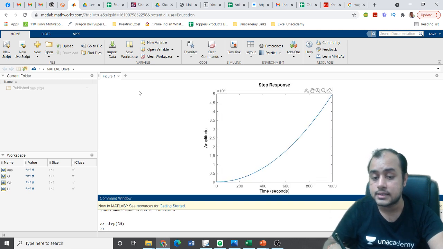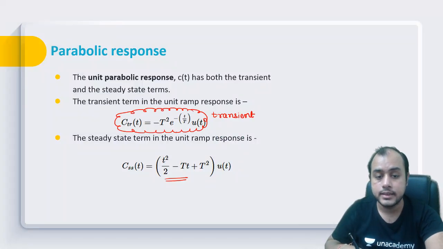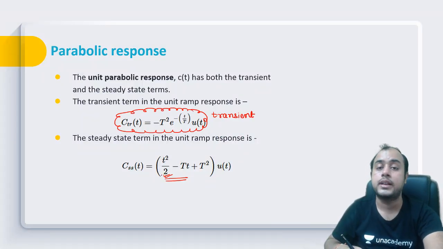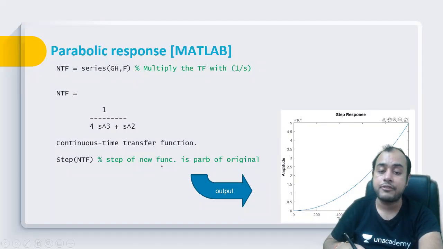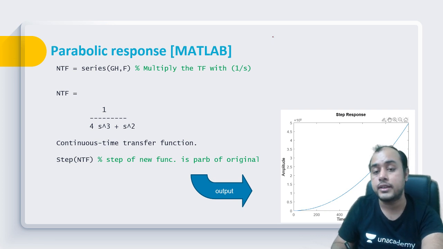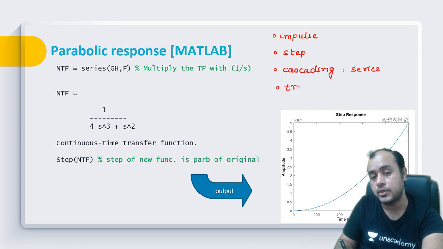It is looking just like a parabola because there was a term containing t square by 2. If you see here, there is a term containing t square by 2. So it looks like a parabola. Okay. So that is how, guys, you have to draw the responses of a first order system. So remember, I have taught you about the impulse function, about the step. I have taught you about cascading using a series function. And one thing is common, that we are using transfer function.